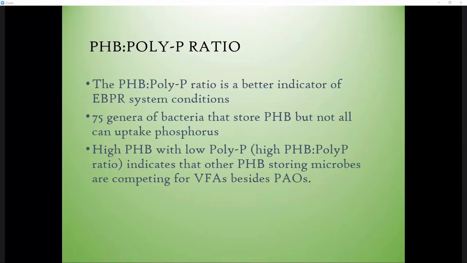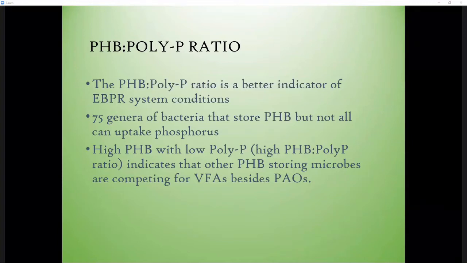But what I found out is that this PHB to poly-P ratio is the best indicator of how well the system is working. Because there's like 75 different genera of bacteria that can store PHB, but they can't all take up phosphorus. So if I'm looking at my anaerobic zone and I see a whole lot of PHB, but then when I get to the aerobic zone, it's only a little bit of polyphosphate, then what that tells me is that I've got a whole bunch of other things in there that are taking up PHB. Because this PHB to poly-P ratio for PAOs is about a 1-to-1 ratio.